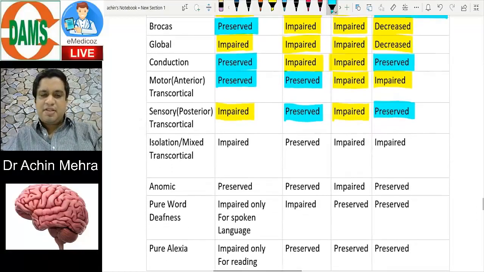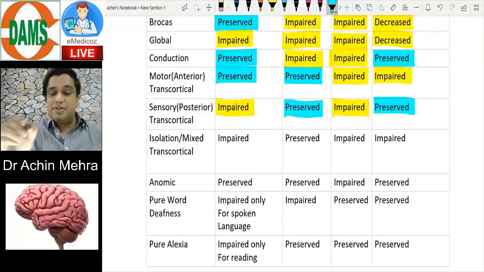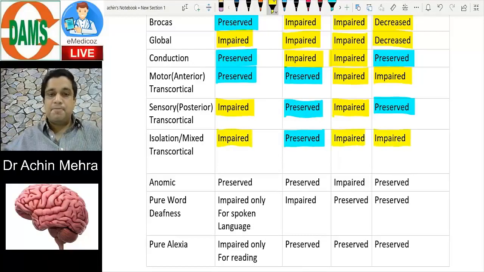Then we have the mixed isolation aphasia, that is transcortical mixed. If you mix the two, we find that in the patient they have a preserved repetition, while the rest of the things are totally gone. Right? Anomic, simple. The only one problem in their life is naming. Rest all is well in anomic aphasia patients.